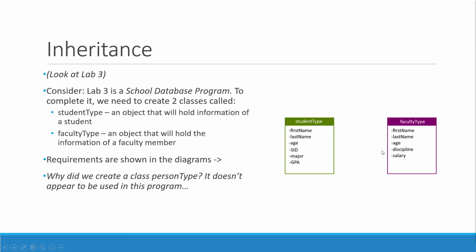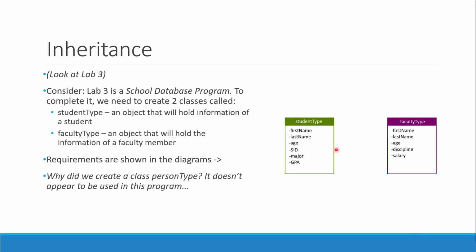Now, I drew 2 diagrams here called student type and faculty type, and inside of these boxes, I wrote the private variables that are going to be included in both these classes. So student type has 6, okay? First name, last name, age, student ID, major, and GPA, okay? The private variables of the faculty type class are first name, last name, age, discipline, which is the subject that this particular professor teaches. It could be math, English, chemistry, and so on. And salary, which is how much this professor is getting paid, okay?